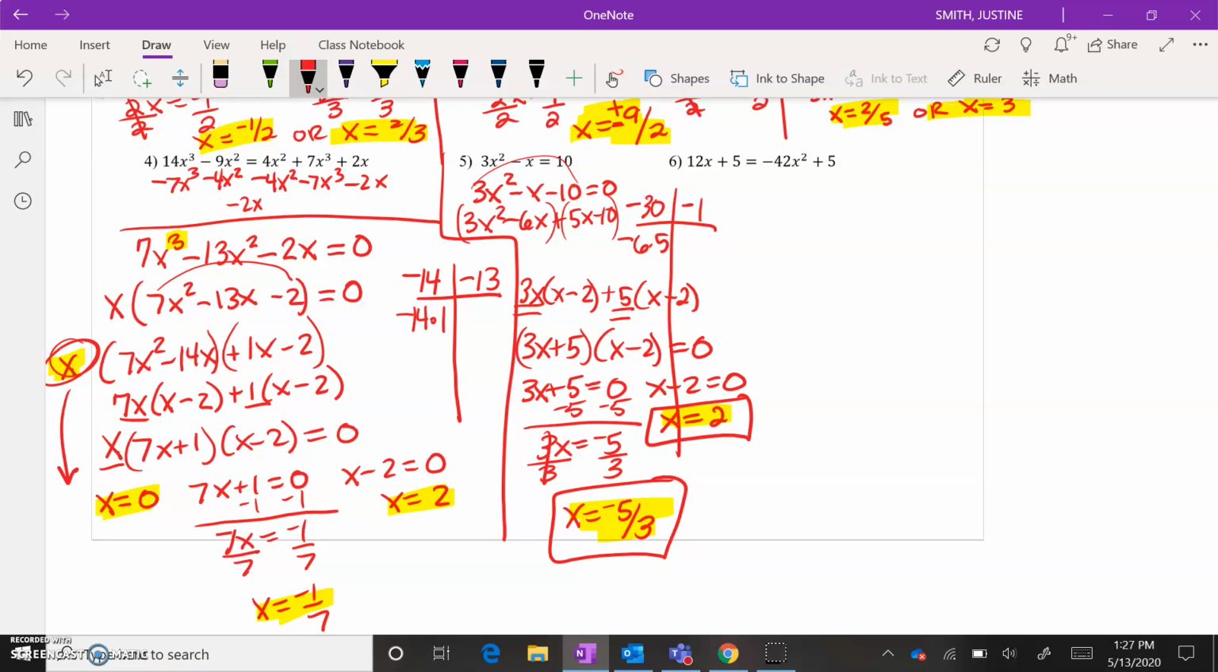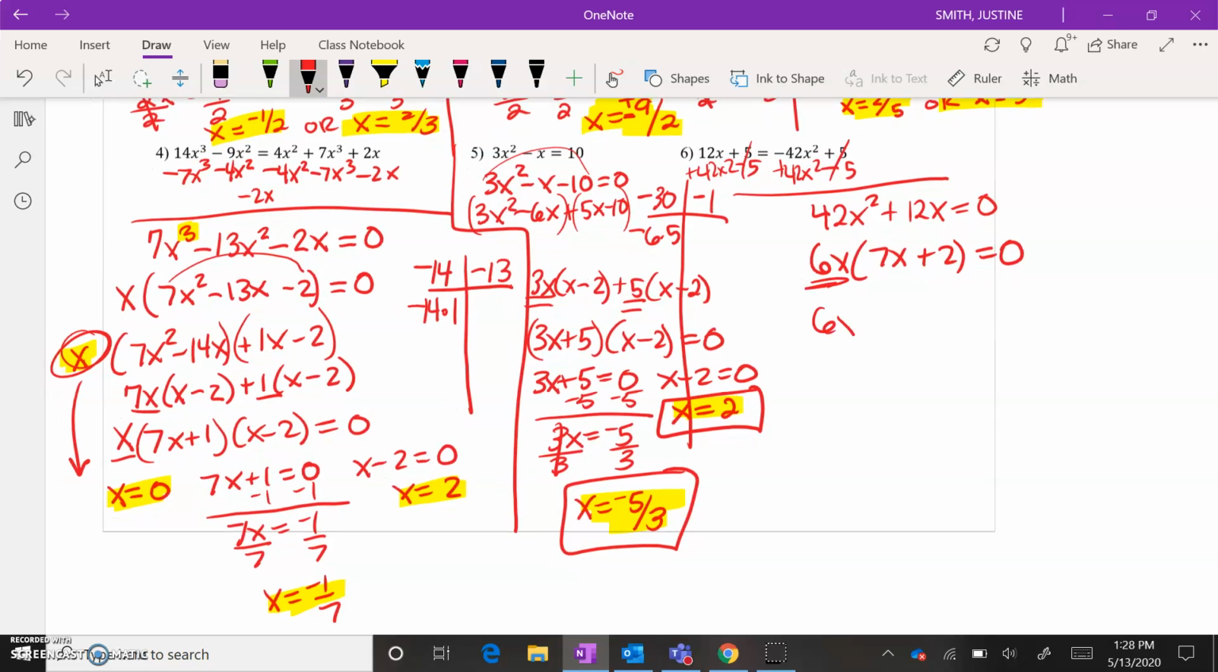All right, last one. We're going to subtract 5, so those go away. We're going to bring the 42x squared over. Okay, so I'm going to get 42x squared plus 12x is equal to 0. So for this one, I'm going to be able to take a 6 out, 6x, to get 7x plus 2. Okay, and that's all I can do there. I can only take out a GCF. So these are my two factors.